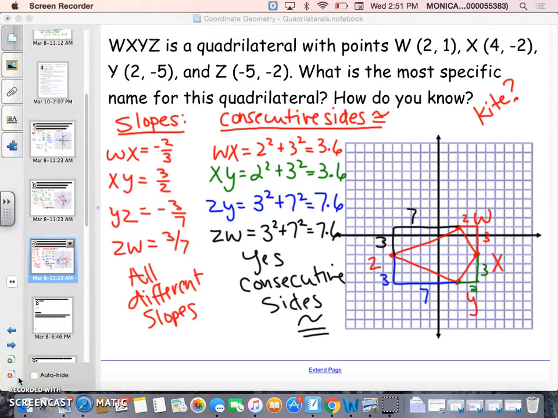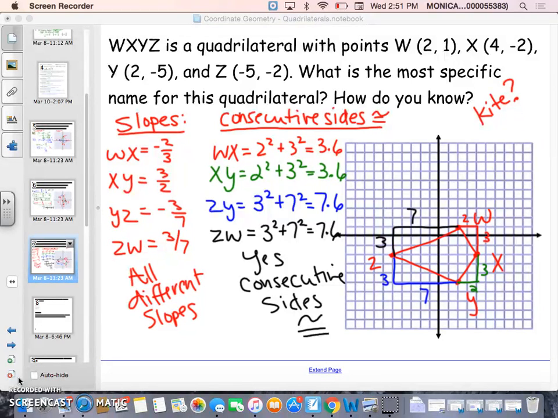You're going to notice that this shape was a kite. So the first thing you want to test is to make sure that all the slopes are different. And even though the numbers are the same, or these might look like they're opposite reciprocal, they're not. All of the slopes are different, and therefore we're looking at a kite.